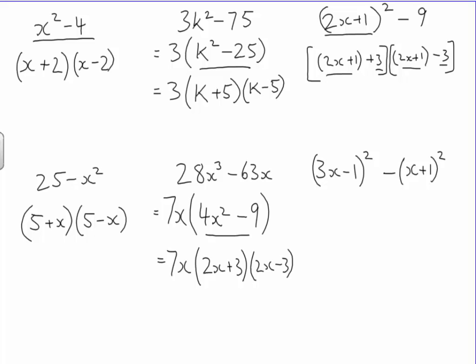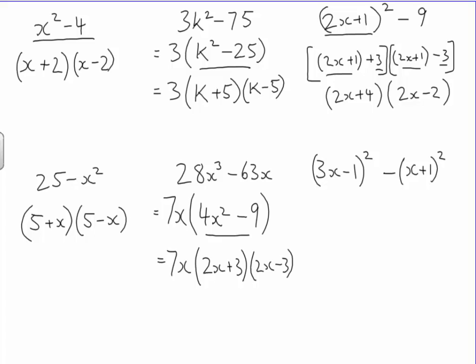Now I'm not quite finished, because inside the square brackets I can simplify what I've got. So 2x plus 1 plus 3 would become 2x plus 4. 3 plus 1 is 4. And 2x plus 1 take 3 would be 2x take 2, because positive 1 take away 3 will bring me to -2. That's it, done.